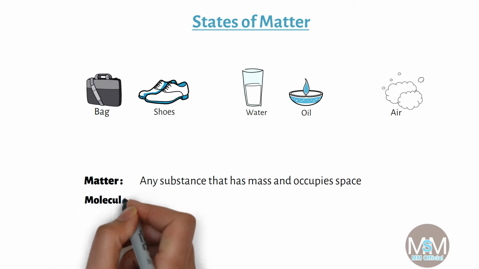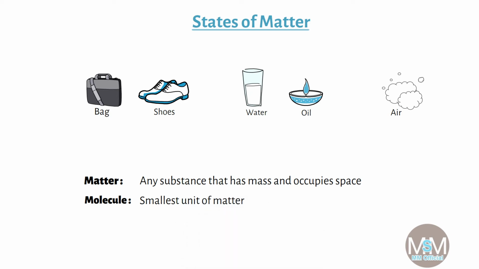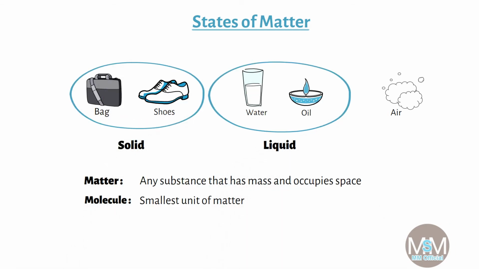The smallest unit of matter is called a molecule. Based on the arrangement of the molecules in the matter and the force of attraction between the molecules, the matter exists in three different states: solid, liquid, and gas. Let's discuss each of them in detail.